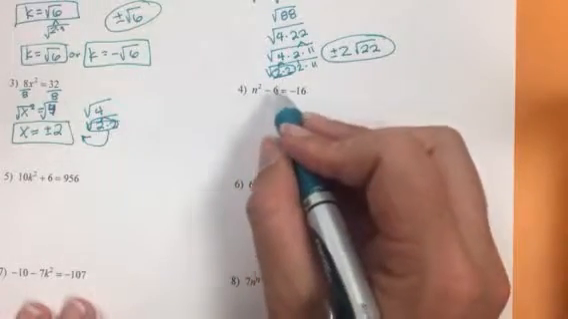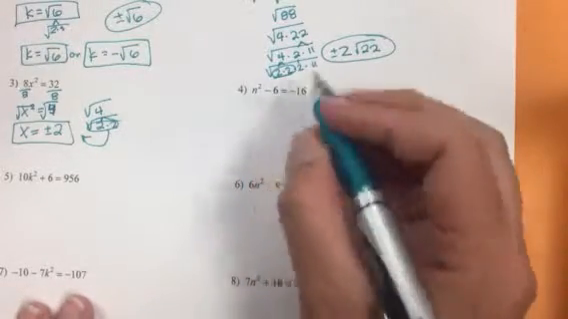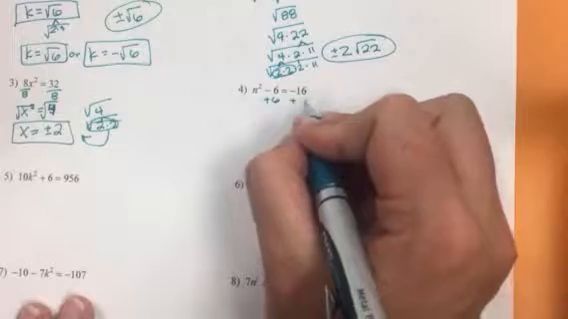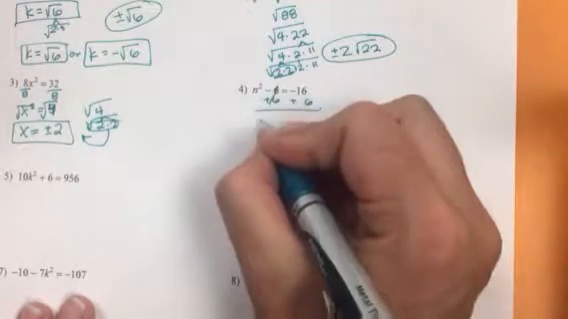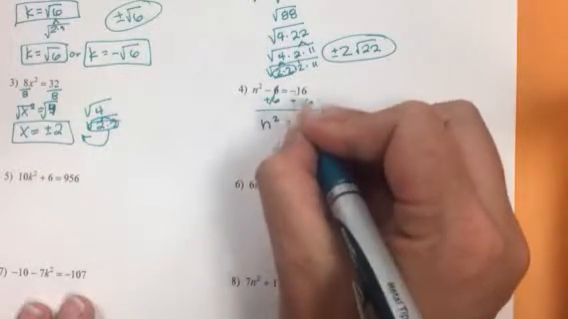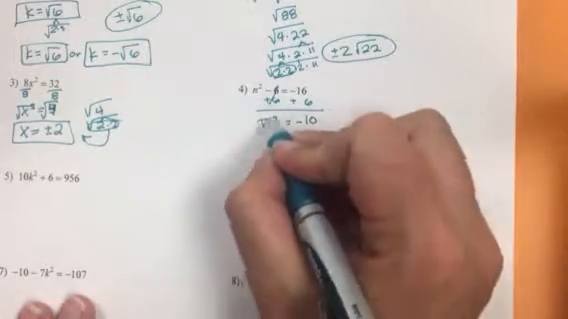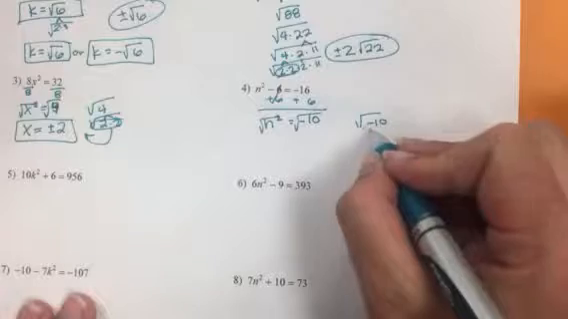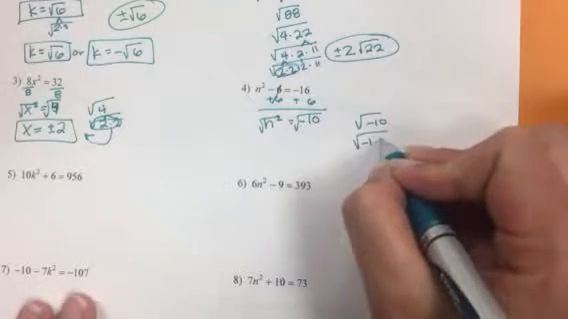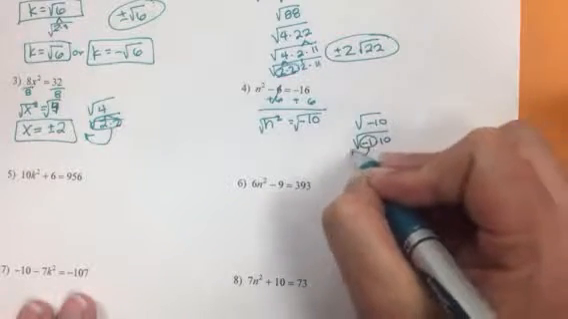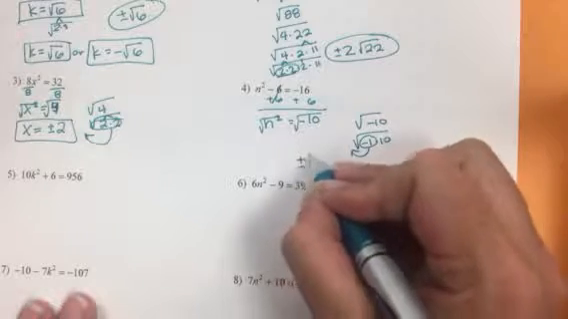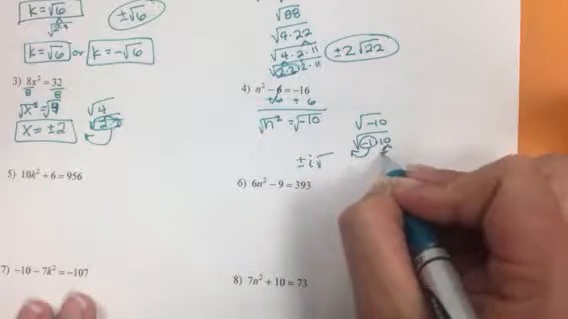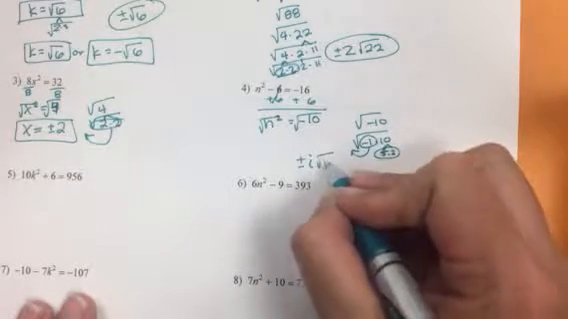4, the n squared's not alone. To move the minus 6 over, we add 6. N squared is equal to negative 10. Square root both sides. Square root of negative 10 is a little different because that negative can leave. When I take it out, it becomes an i, and the 5 and 2 can't leave, so it stays a 10.